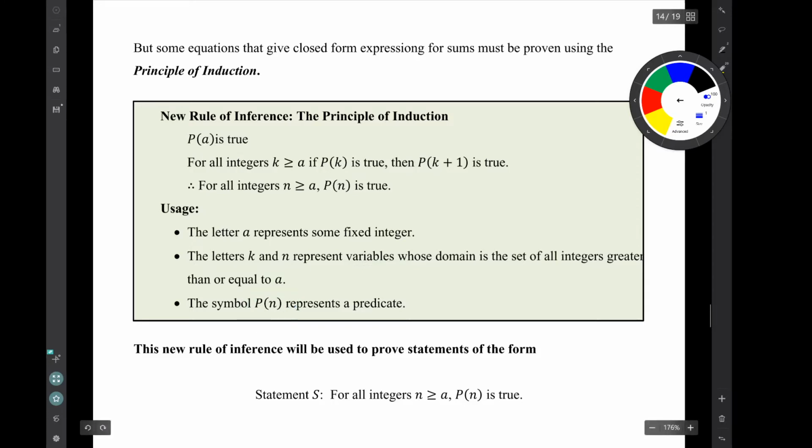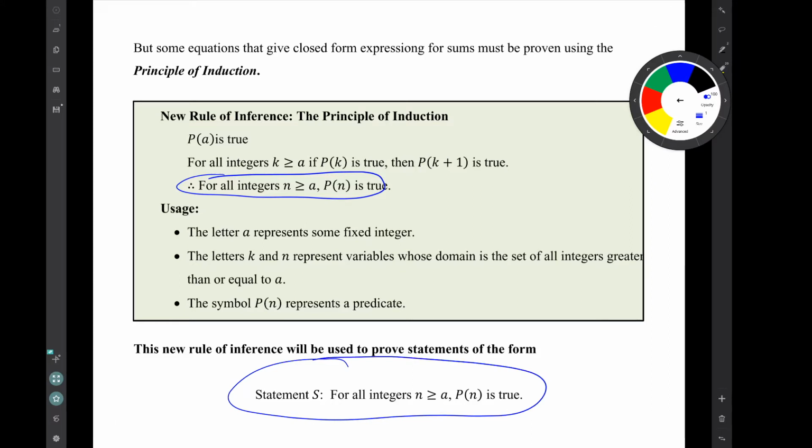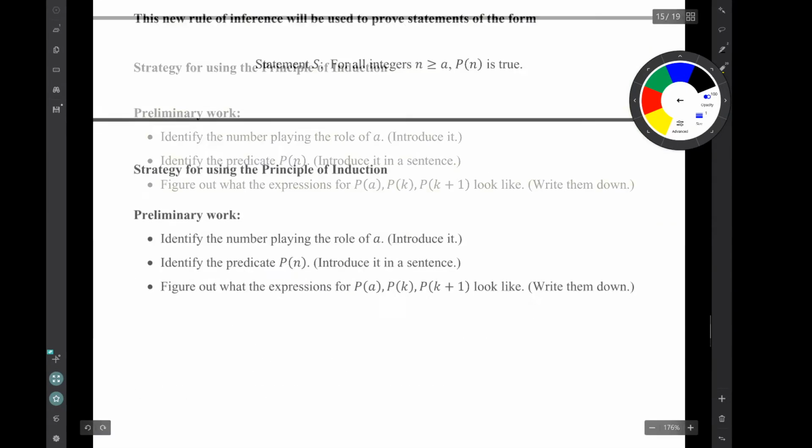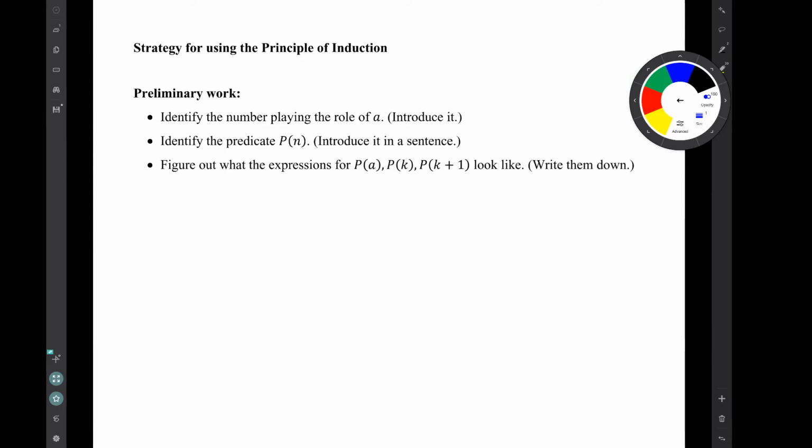Now, what do we do with this? Well, one clue is this. This rule of inference ends with these words: therefore, for all integers n greater than or equal to a, P(n) is true. Well, that means that we can use this rule of inference to prove statements of this form: for all n greater than or equal to a, P(n) is true. But this is quite a mouthful of words and symbols. So how are we going to use this rule? Well, I want to discuss the strategy.